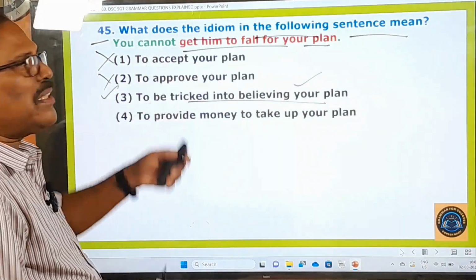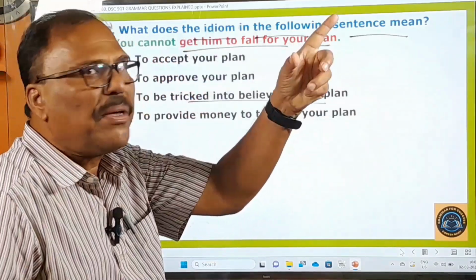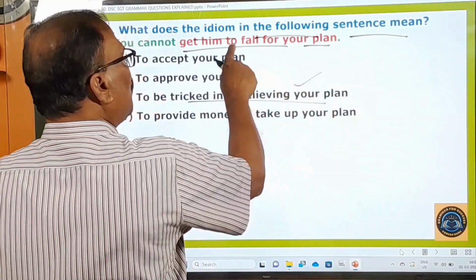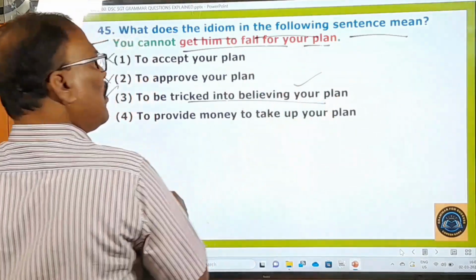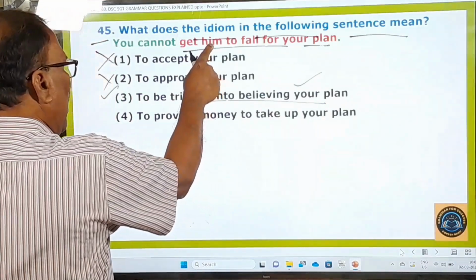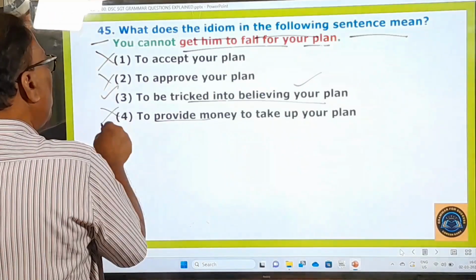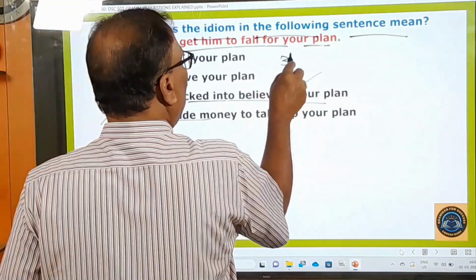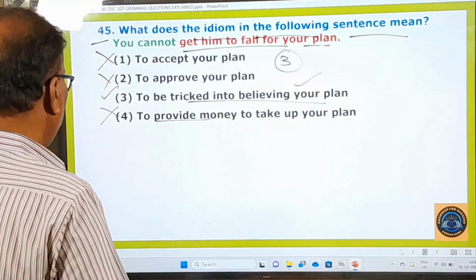That means you can't get him means you can't trick him. Trick him means you cannot deceive him into believing your plan. To fall for your plan means to believe your plan. Okay. That is the meaning of this idiom. And third one is the right one. Fourth one, to provide money to take up your plan? No. So here, first one, second one, fourth one are absolutely wrong, and only the third one is your answer. And now let's move on to the next question.